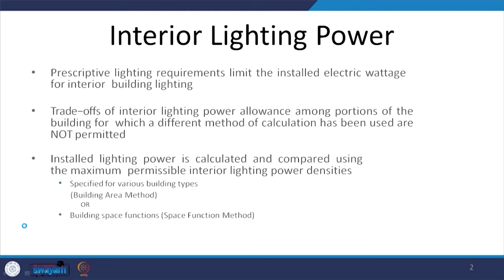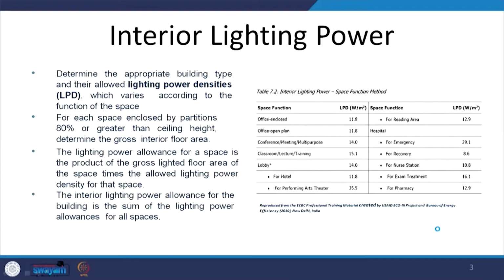Now, this implies that to achieve the desired illuminance levels, how much electric power will be consumed, and that is what we call the lighting power density. So, the LPD of an overall interior lighting system is calculated. When we are talking about the compliance approach, we have two types. One is for different spaces within a building, which we call the space function method.